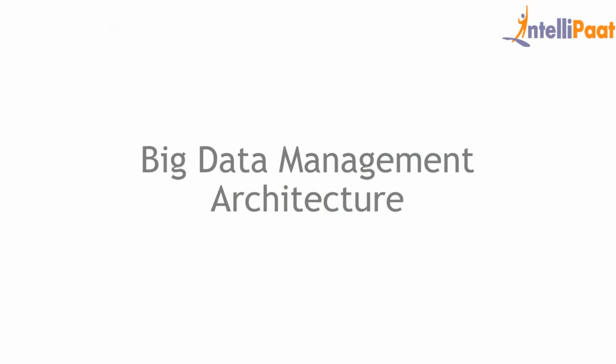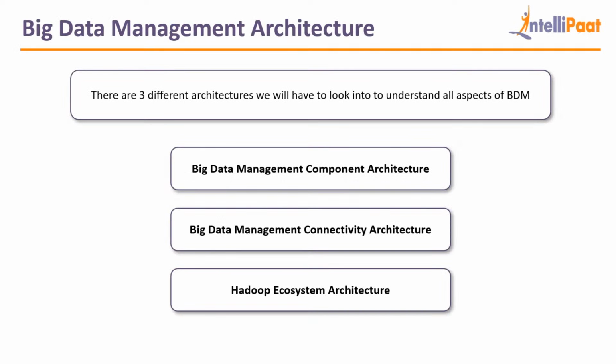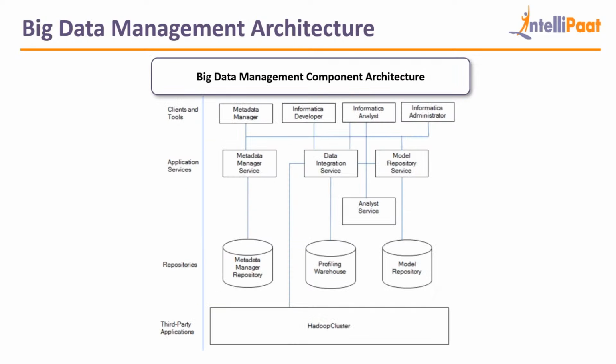So this is the big data process which is provided in the official Informatica documentation. So now let's start off with the architecture. There are 3 main architectures in big data management: the component architecture, the connectivity architecture, and the Hadoop ecosystem architecture. So let's just start off with the component architecture.